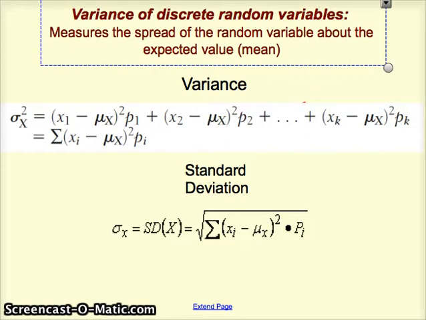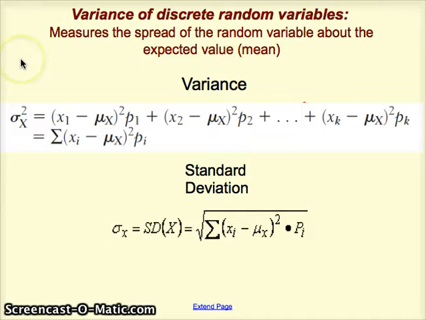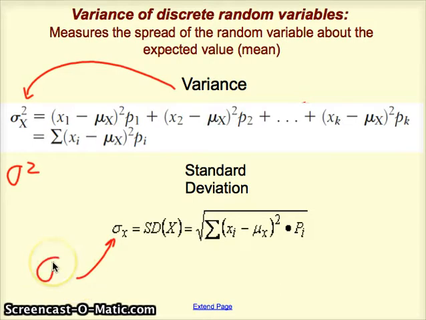Now, the last thing in the lesson here is there's also a variance for discrete random variables. And we're just going to give you the formula for that. So we're measuring the variability of outcomes. We've talked about standard deviation before. Standard deviation is a measure of variability about the mean. So recall that we have this symbol for variance, sigma squared, and we have this symbol for standard deviation, sigma. So the variance is the square of standard deviation, or standard deviation is the square root of variance.